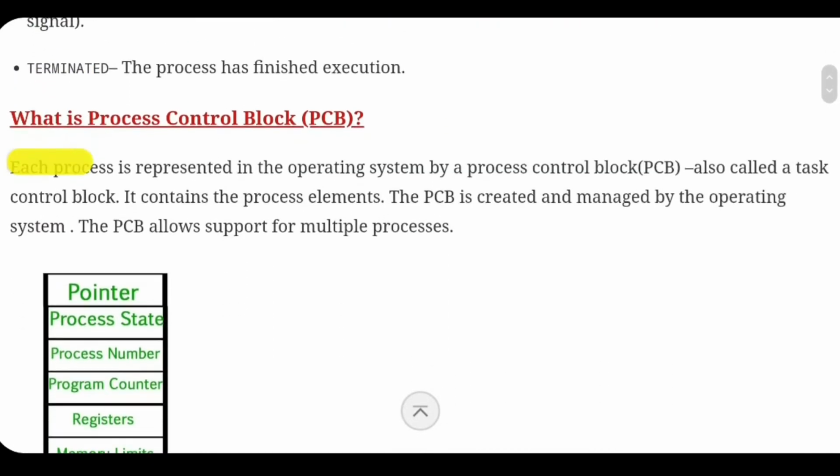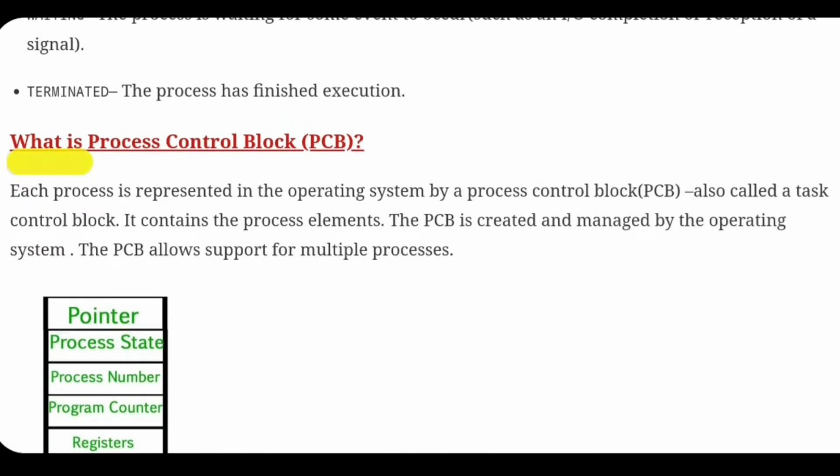Now let's move to the PCB, that is the process control block. For controlling the process, there are certain blocks. How the process is going to work is described under the PCB. Each process is represented in the operating system by a process control block. It's also called a task control block. It contains the process elements. The PCB is created and managed by the operating system. The PCB also supports multiple processes. When multiple processes need to execute together, the PCB manages those processes.